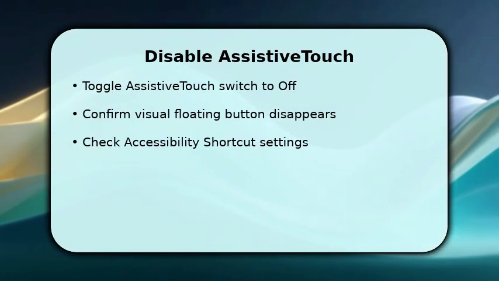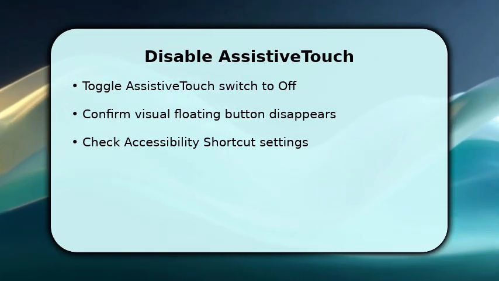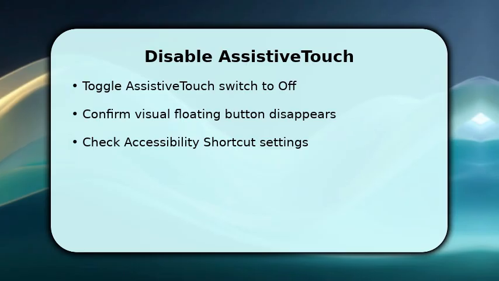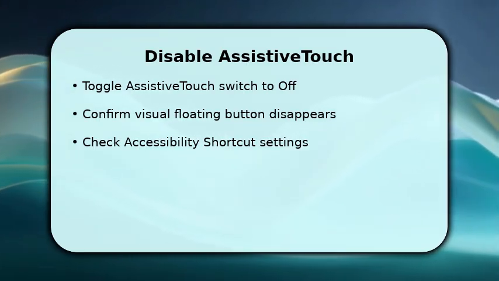Now turn off Assistive Touch by flipping the switch to off. This removes the floating touch button immediately. If the icon remains, make sure Accessibility Shortcut, triple-click Side or Home button, isn't set to toggle it back on.